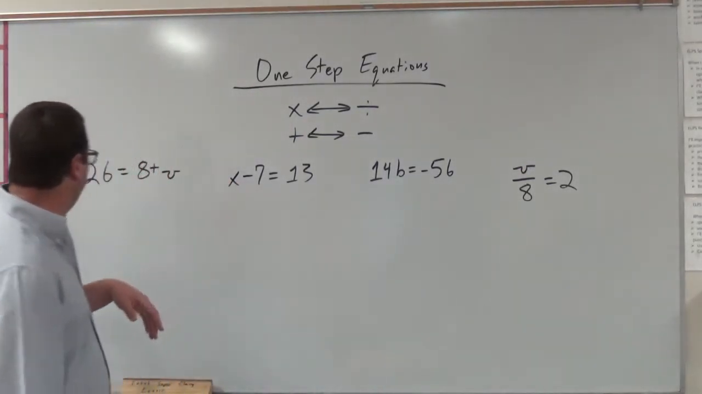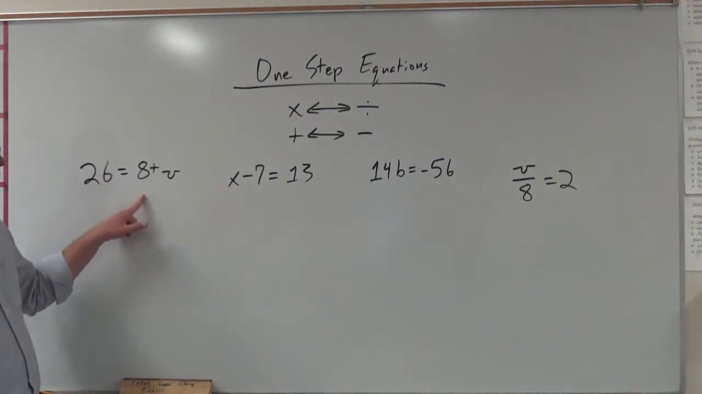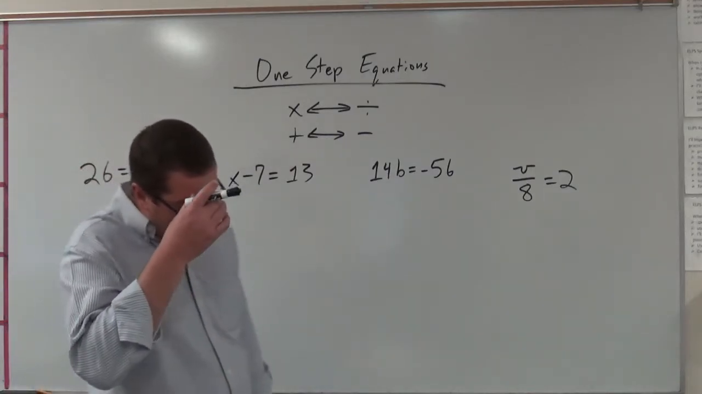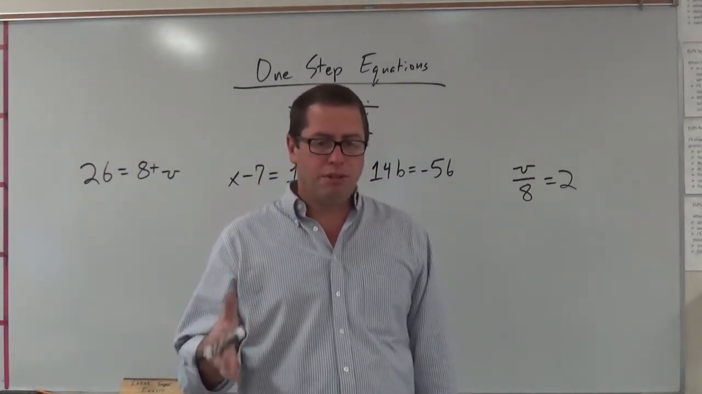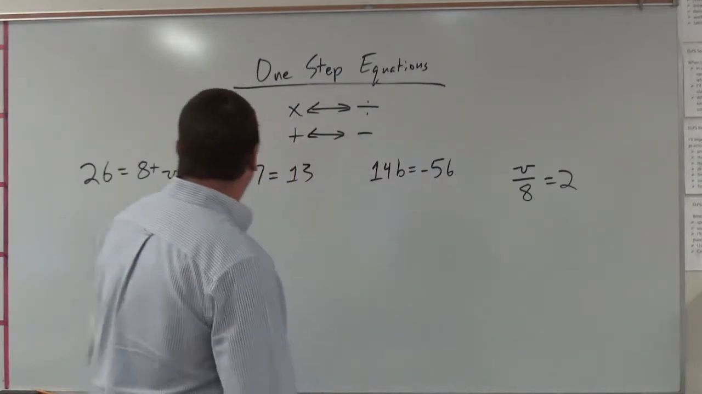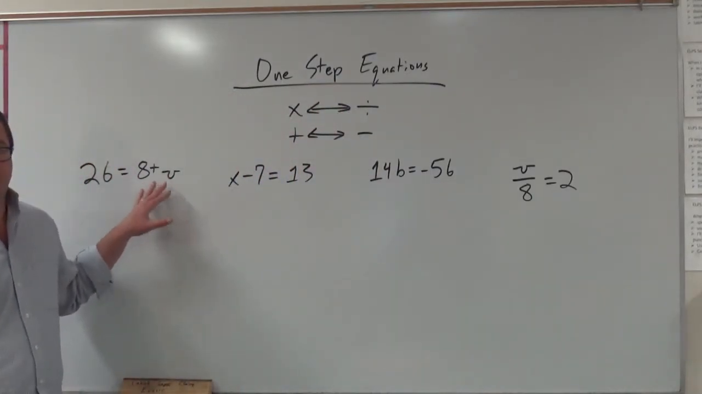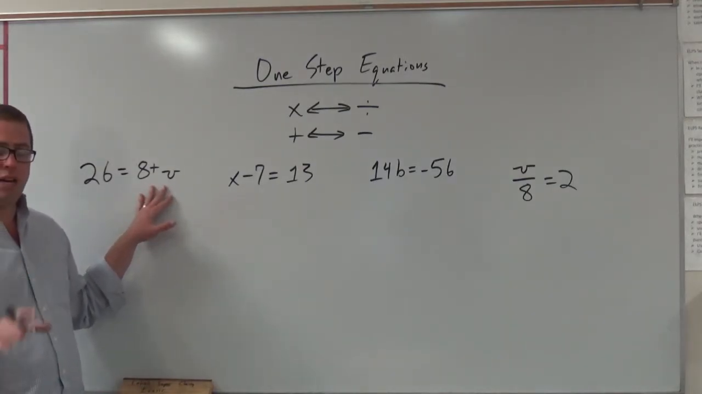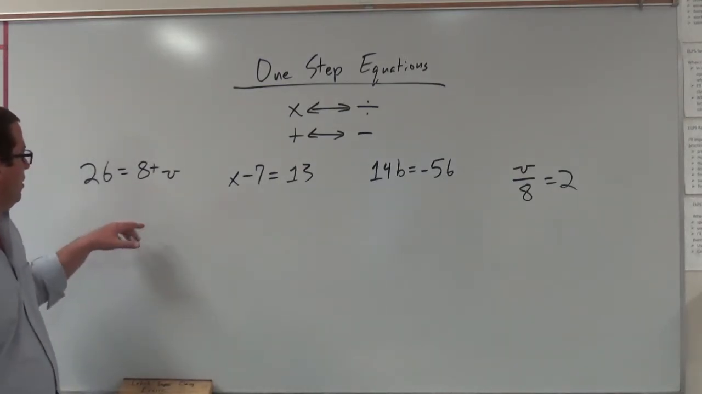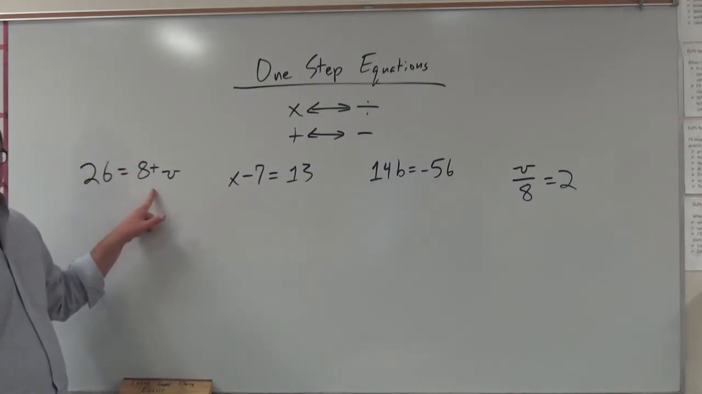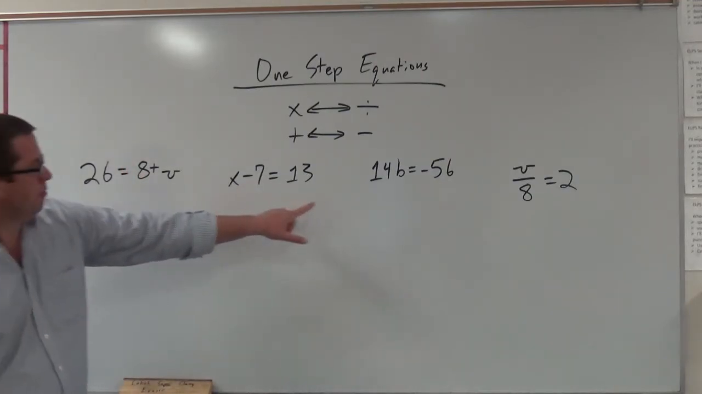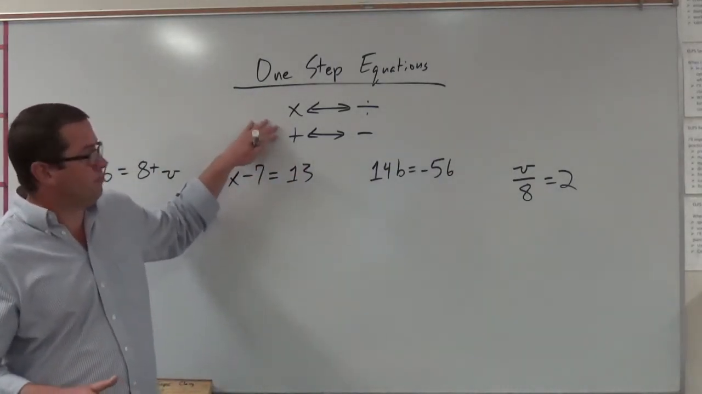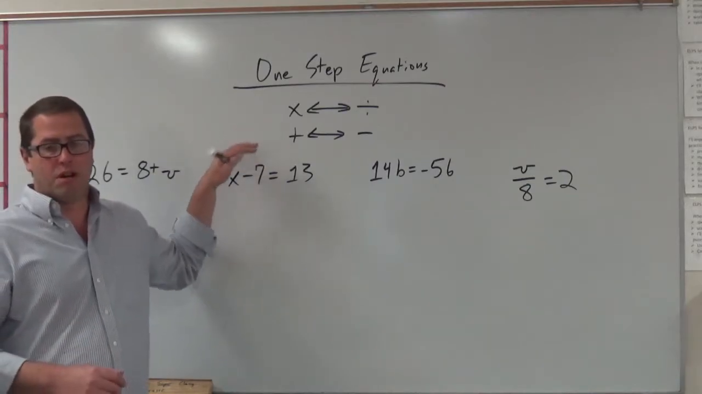Now, in this case, we have 26 equals 8 plus v. Sometimes students get confused about which side we need to do things to. So we're trying to undo all the stuff that's happening to the variables. So whatever is happening on the variable side, that's what we're going to try to get rid of. In this case, I'm adding to the variable, subtracting, multiplying, and dividing. So we want to do the opposite for each of these things in order to solve it.